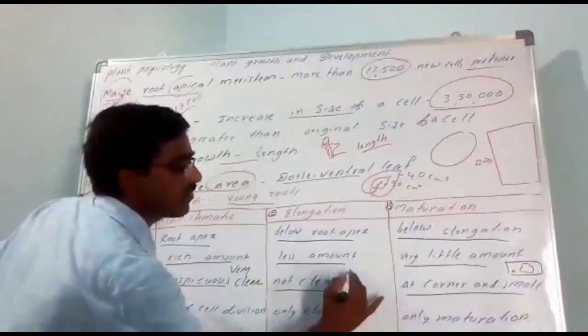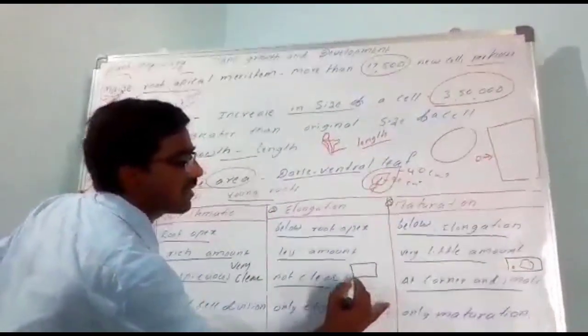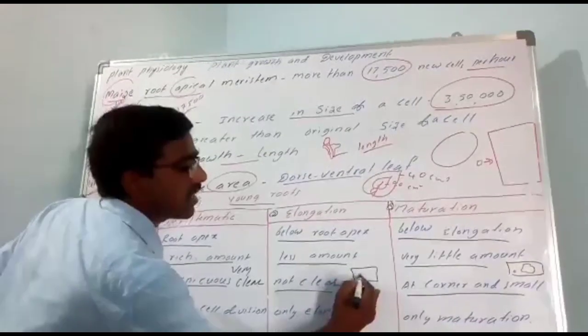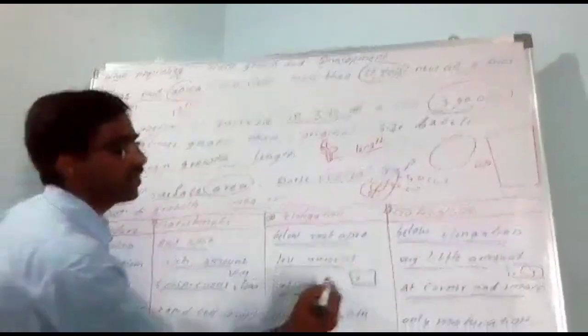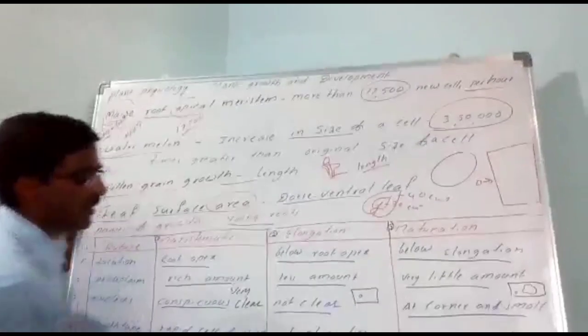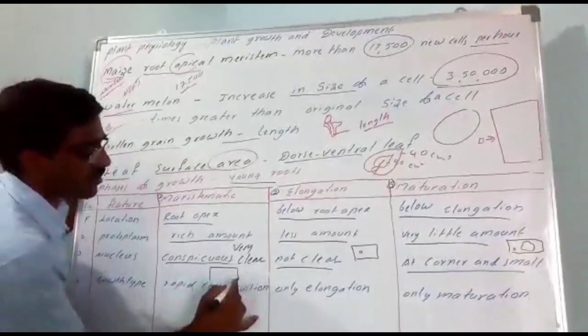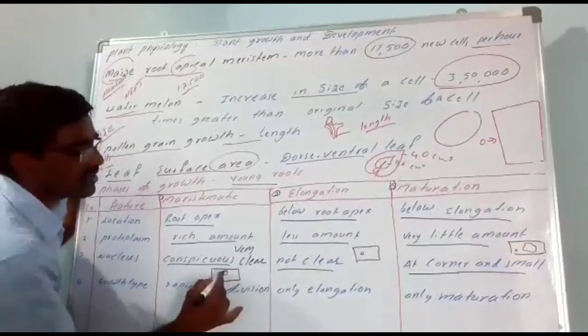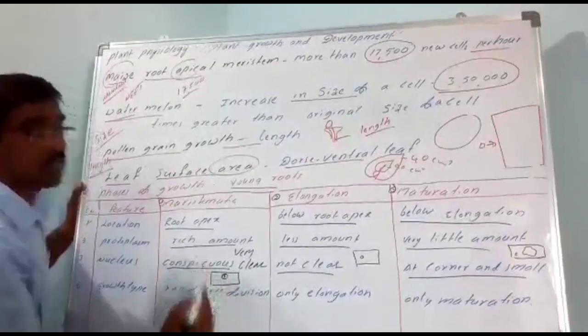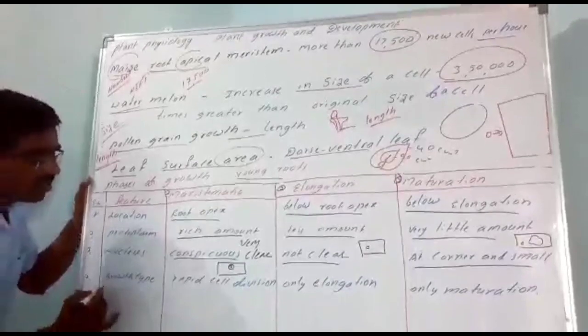But in the elongation phase, the cells are elongating cells. The nucleus is almost not in the center, a little bit at the corner, somewhat clear, not fully clear. But in the meristematic cells, where the meristematic phase is going on, the nucleus is at the central portion and very much clear. The last feature is growth type.